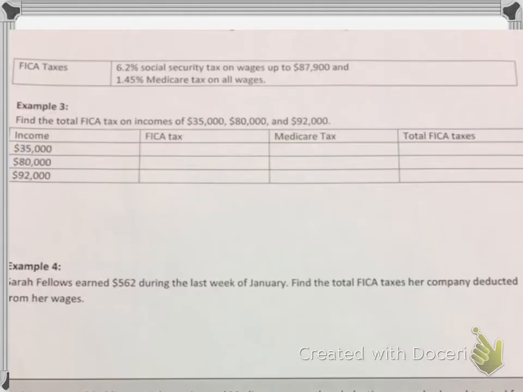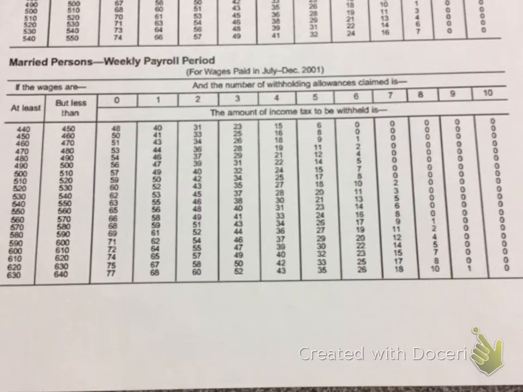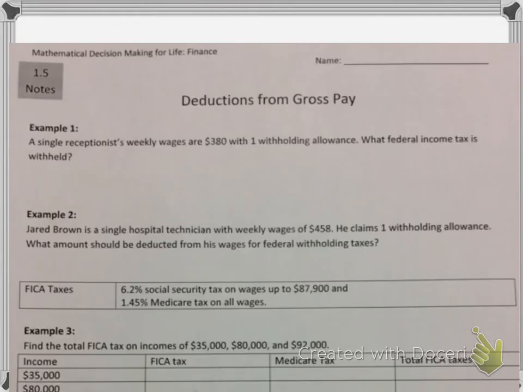So on my screen, I'm going to have to arrow over like this to show you the charts. This chart here is for a single person on a weekly payroll. And then this chart right here is for a married person for weekly payroll. So again, like I said, we're going to have to move back and forth in order to use those charts to solve these problems today.